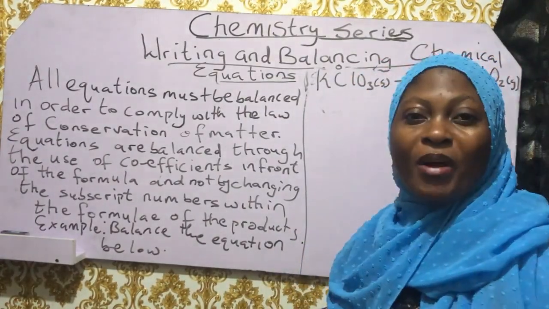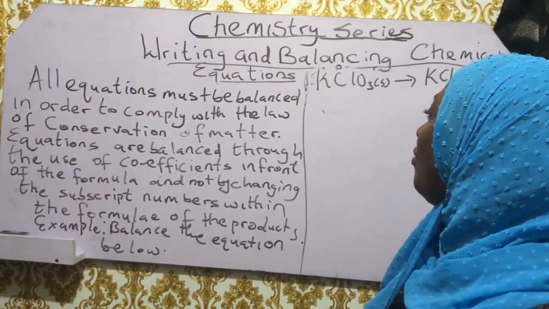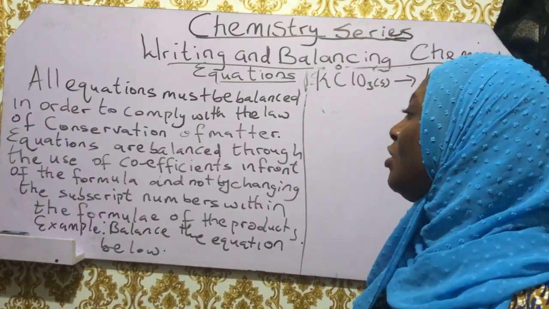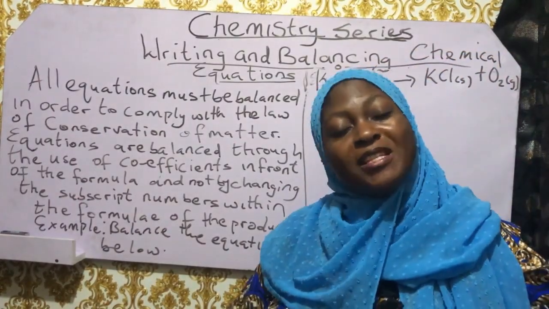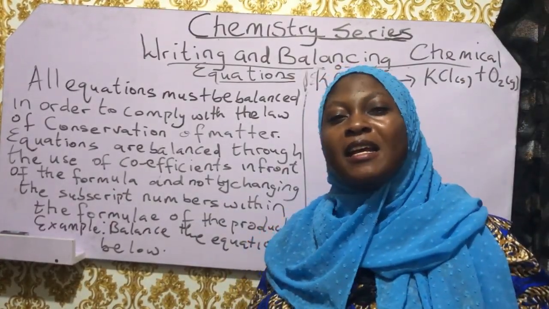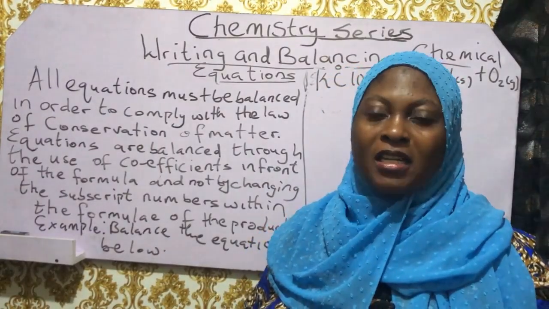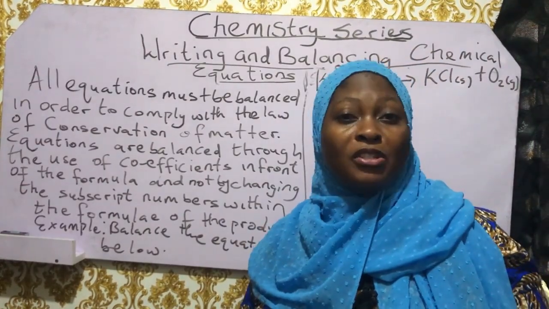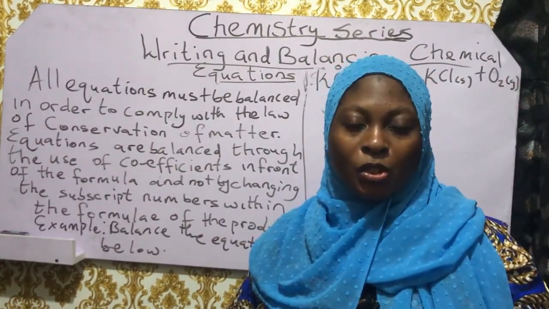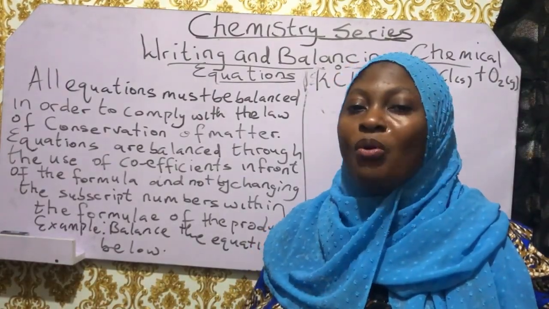Let's take a look at what we have on the board. All equations must be balanced in order to comply with the law of conservation of matter. What is the law of conservation of matter? The law of conservation of matter states that in a chemical reaction, matter can neither be created nor destroyed. That is, atoms are neither created nor destroyed in a chemical reaction. In a chemical reaction, what you simply have is the rearrangement of atoms.